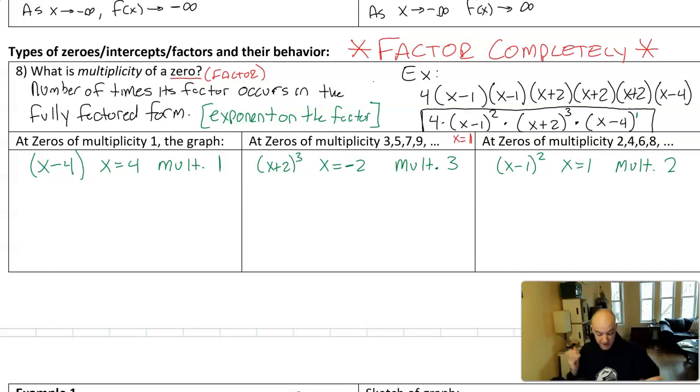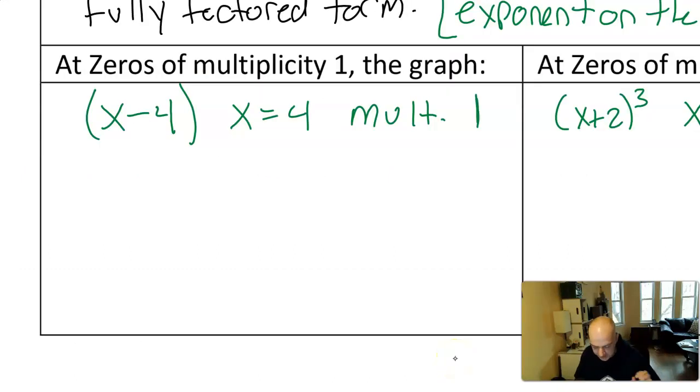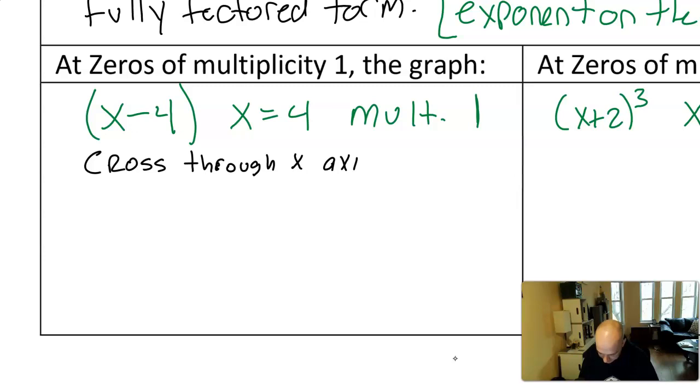And the graphs will behave differently at each of these kinds of zeros. The graph will touch the axis at every 0 here, but what it does and how it behaves is slightly different. So that's what I want to talk about. At a 0 of multiplicity 1, the graph of a polynomial will cross through the x-axis. And it will do exactly like this.